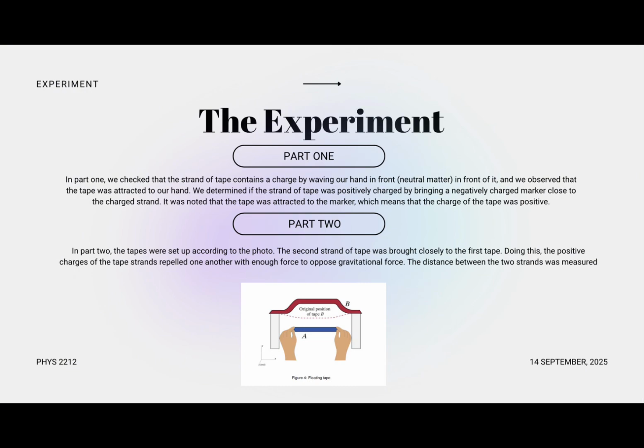In part 2 of the experiment, the tapes were set up according to the photo. The second strand of tape was brought closely to the first tape. Doing this, the positive charge of the tape strands repelled each other with enough force to oppose the gravitational force. The distance between the two strands was measured.